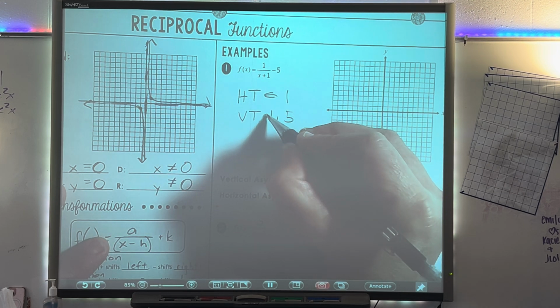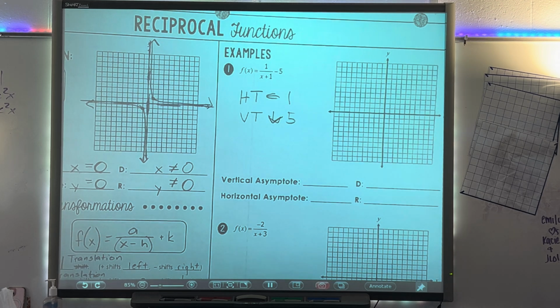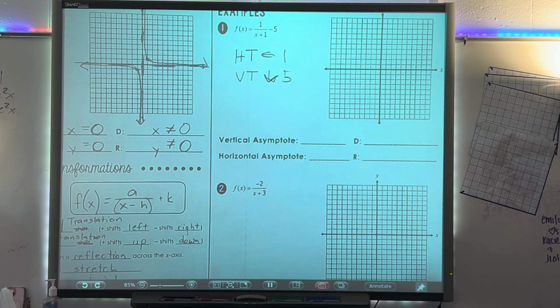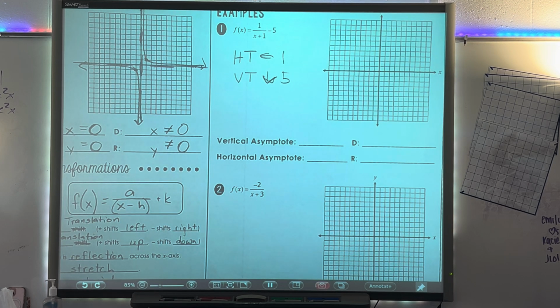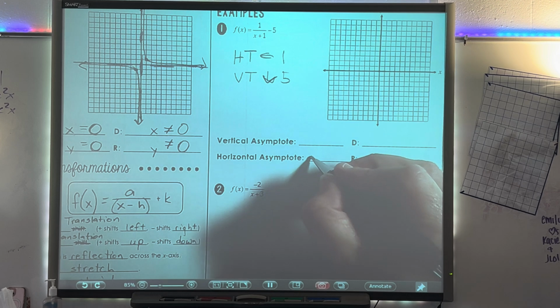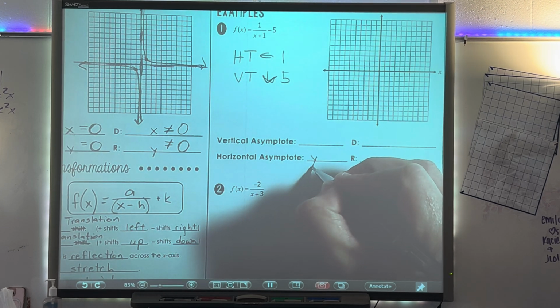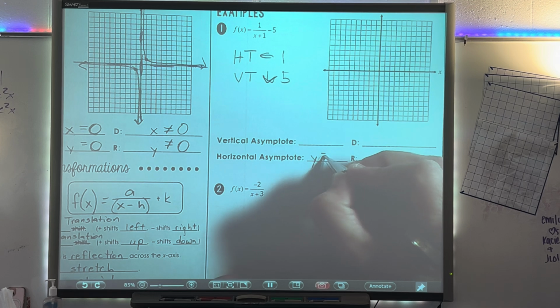So those two things just give me what information? It gives me my asymptote. So what's my horizontal asymptote? Negative 5. Yeah, this is y is equal to -5.